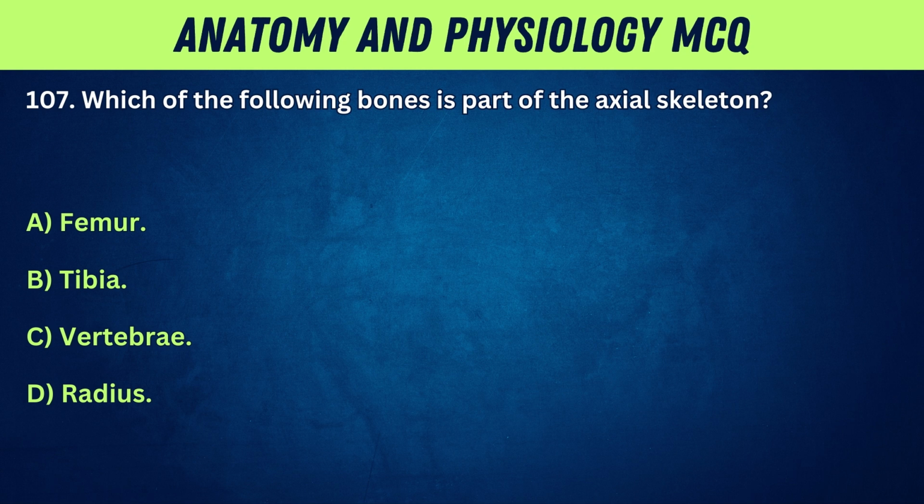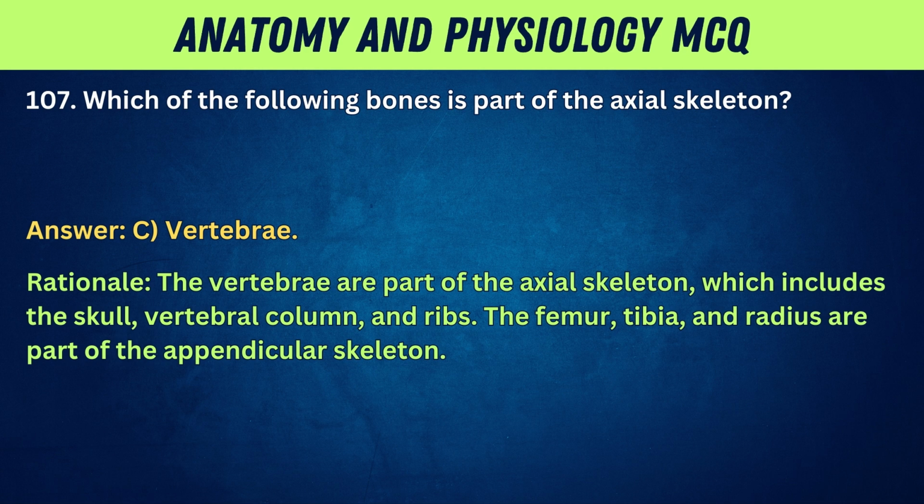107. Which of the following bones is part of the axial skeleton? A. Femur. B. Tibia. C. Vertebrae. D. Radius. Answer: C. Vertebrae. Rationale: the vertebrae are part of the axial skeleton, which includes the skull, vertebral column, and ribs. The femur, tibia, and radius are part of the appendicular skeleton.